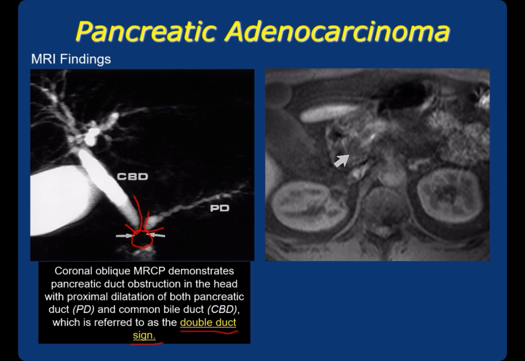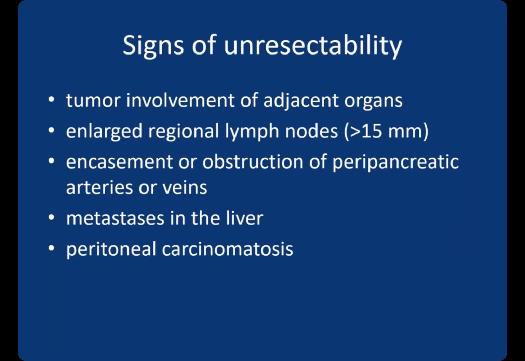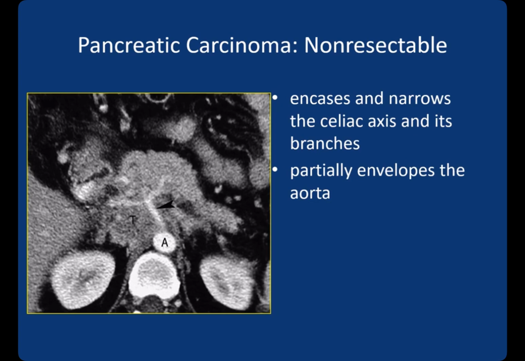In T1 MRI images, we can see a tumor located in the inferior area of the common bile duct. This tumor encases and narrows the celiac axis. This is the celiac axis and its branches, and it also partially envelops the aorta. Here is the aorta. So this is a non-resectable carcinoma.